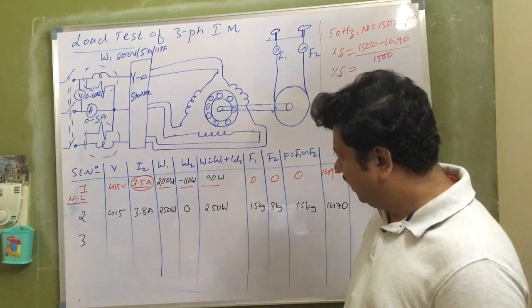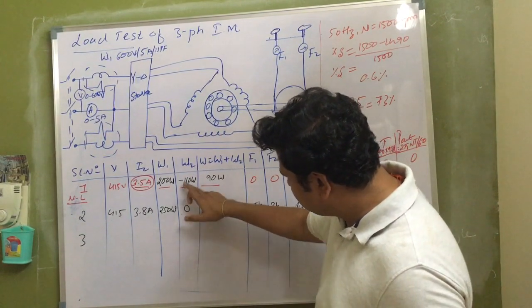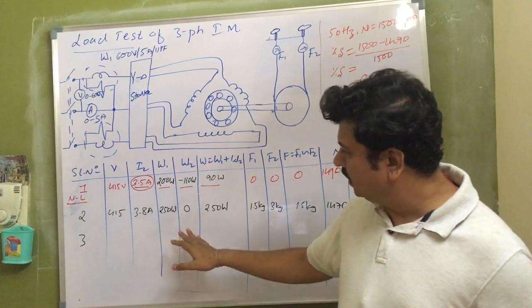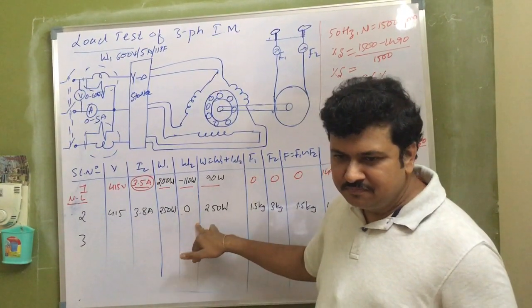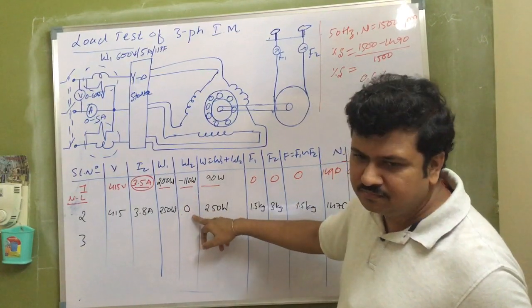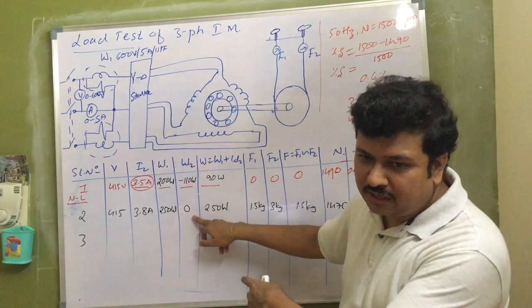Now once it showed negative, you reversed the current coil or potential coil, you took the reading. Suppose it showed 0, or another one or two readings between -110 and 0, but at one point it will show 0 again.